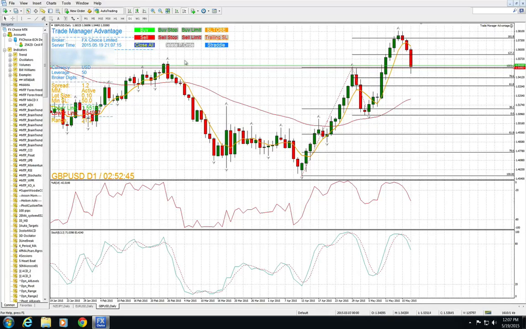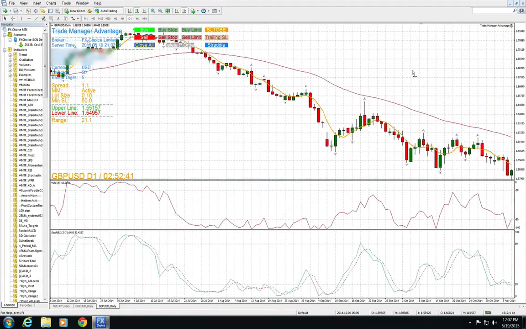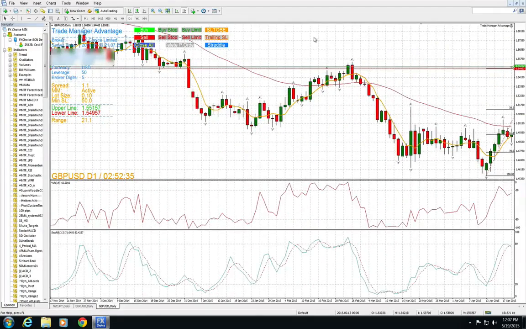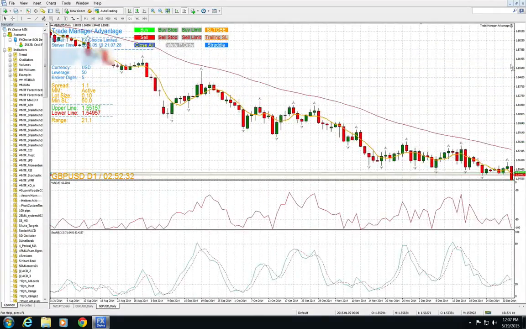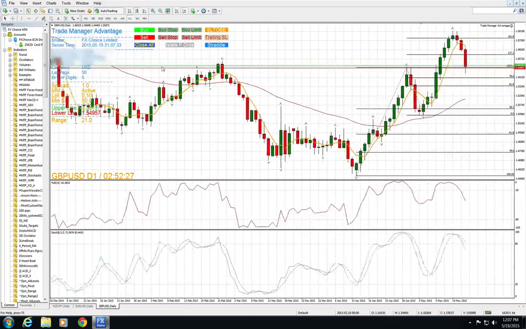But here you have the pound dollar. Now the pound dollar was in a major downtrend, still in really overall long term. It's still in a downtrend at the moment. But as you can see, we've had a nice pullback, the first time really above the 50 exponential moving average in quite some time, since the middle of 2014.